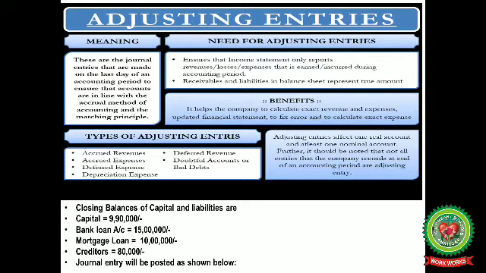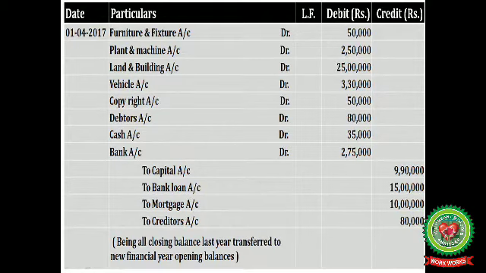So moving to the previous example we were discussing, on the liability side we have capital of 9,90,000, bank loan of 15 lakhs, mortgage loan of 10 lakhs, creditors of 80,000. So in this case we have to pass a single entry that is known as the opening journal entry. And here your entry will look like this in the same manner.